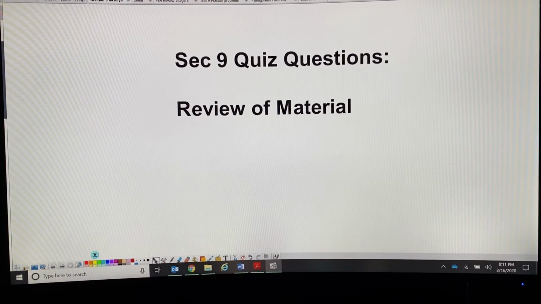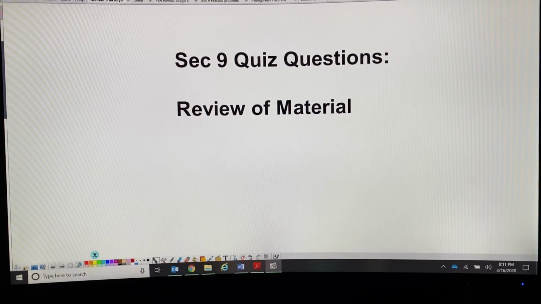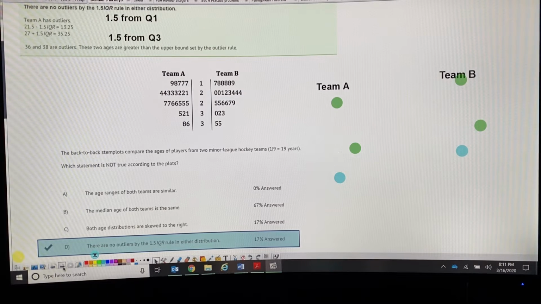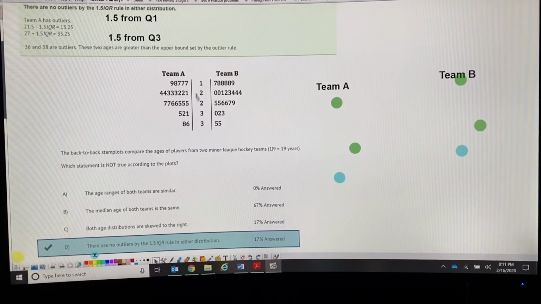Hi guys, today we're going to cover a couple of questions from your quiz on March 10th that most students seemed to struggle with for a variety of reasons. The first question that a lot had a hard time with was the double stem and leaf plot.